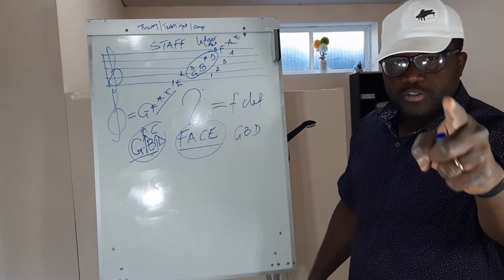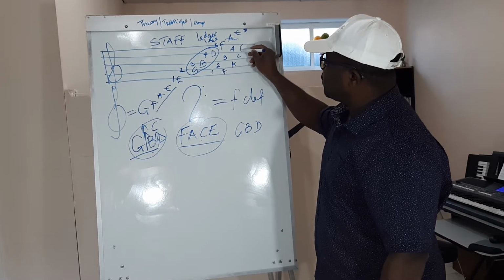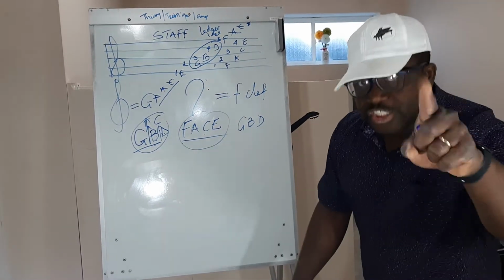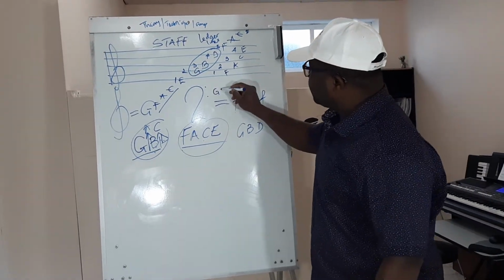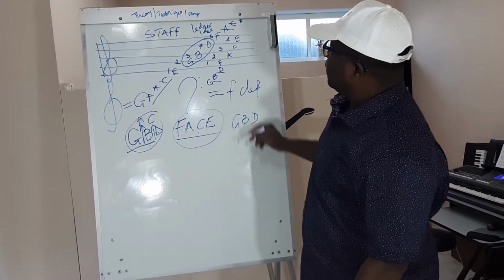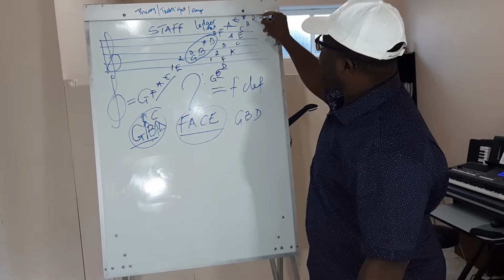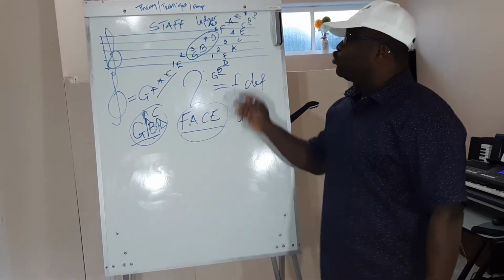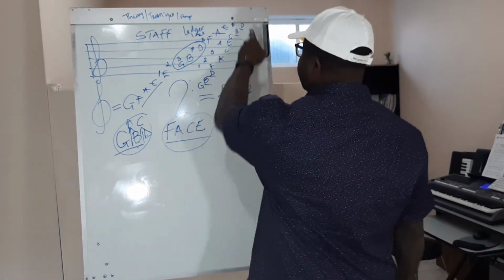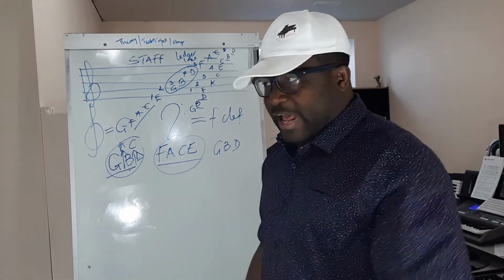Now let's look at the spaces quickly because of our time. The space here is represented by face. But what do we have above and what do we have below? You guessed right, GBD. We have lines here, even those are spaces, and we still have G, B, and what? D. So this is a very easy way for you to remember. If you remember GBD face or face GBD face, you'll be able to remember the lines and the spaces.